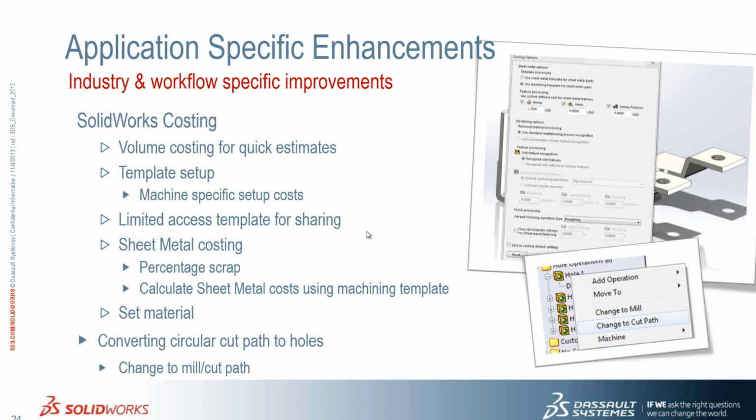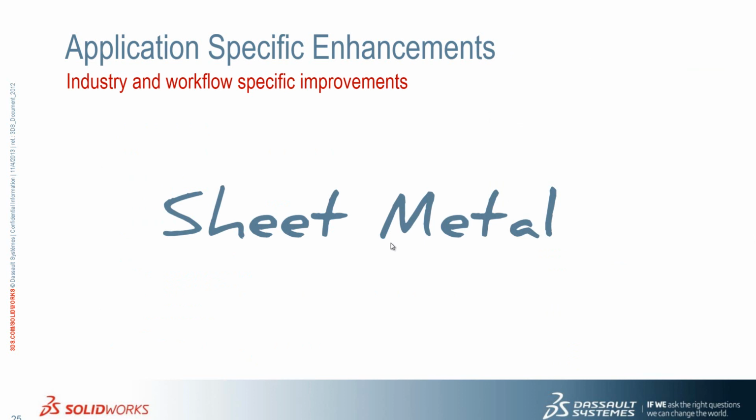When we're costing plate, it's possible for us to convert circular cut paths to holes and change them from mill to cut path and back again. Okay, we'll now switch over to Ed for sheet metal.